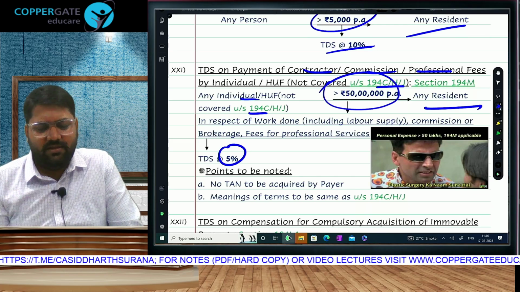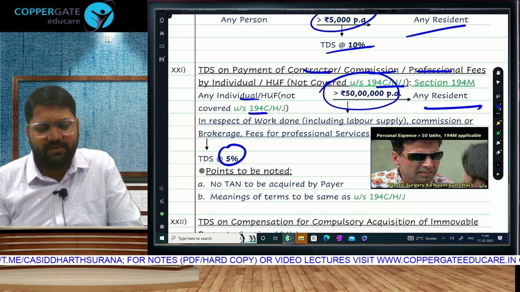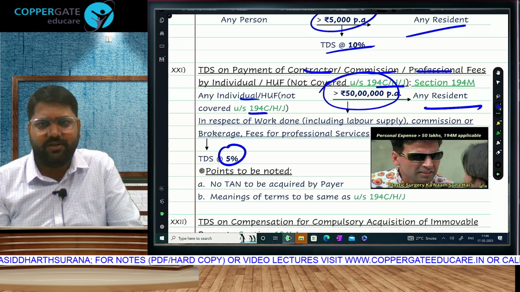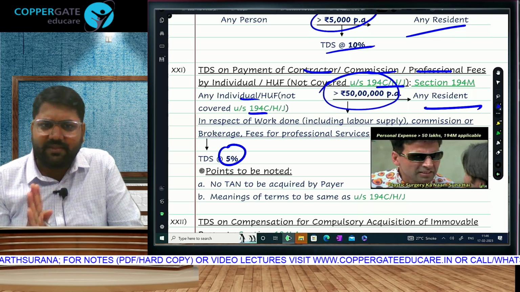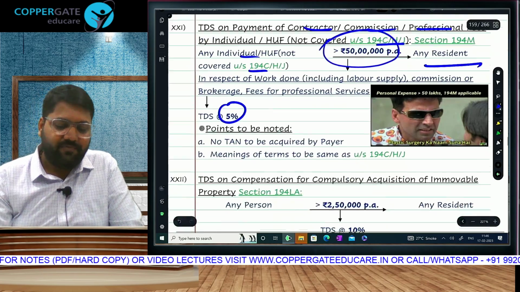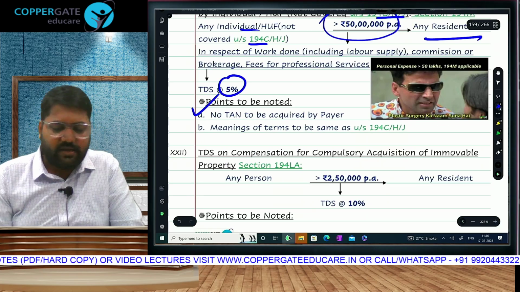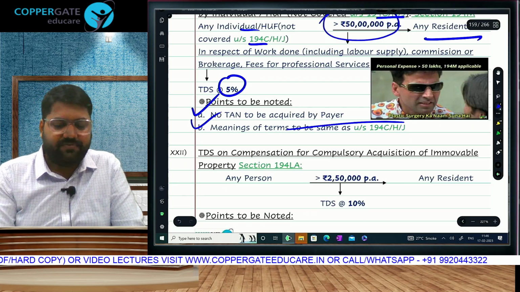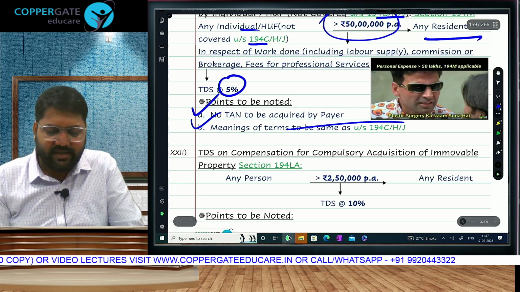So if you undergo plastic surgery, pay more than 50 lakh rupees. If you buy, you know, a salaried employee buying some property for himself of 100 crore and paying 1 crore brokerage on that, something like that. Anything which is not covered in the other sections will get covered here if it is more than 50 lakh, 5% TDS. Here also 10 will not be applicable, and the meaning of terms are the same as the respective sections.